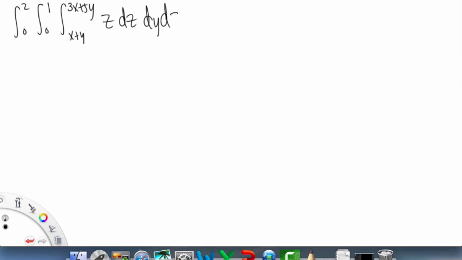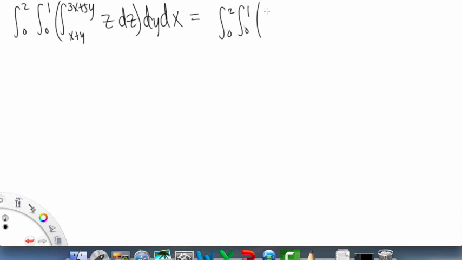Okay, so what we're going to be doing here is, well, I'll just rewrite what we had before so we can look at it. 0 to 1, and then x plus y, 3x plus 5y, and z dz, dy, dx. Okay, so let's look at the inner one first. We're integrating with respect to z. We don't have anything else in front, so we can just go ahead and do it. So 0 to 2, 0 to 1, okay.